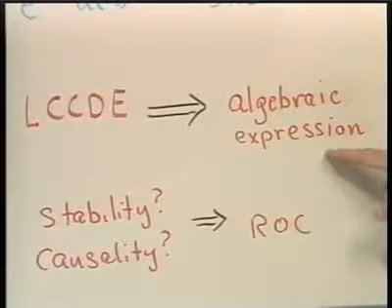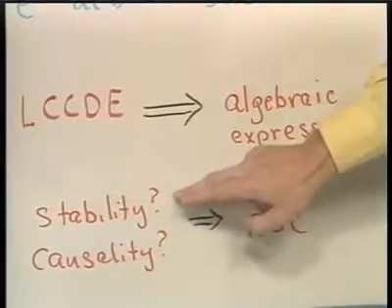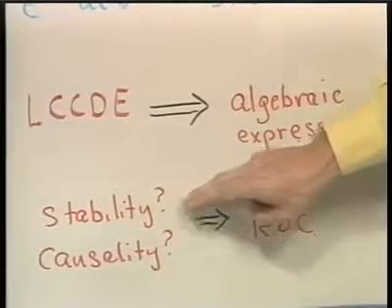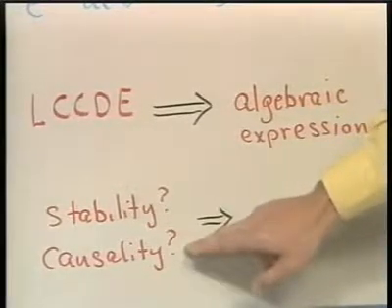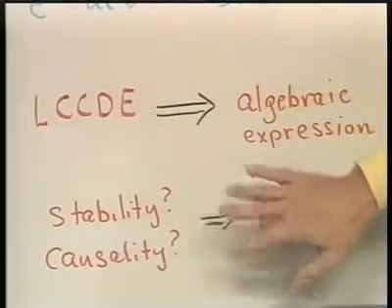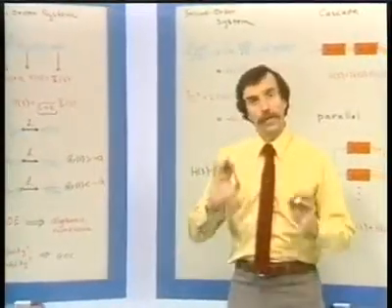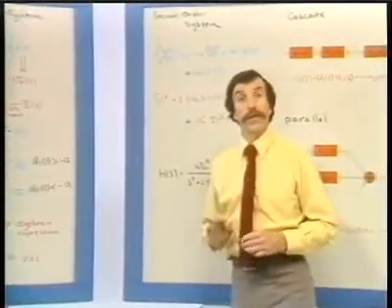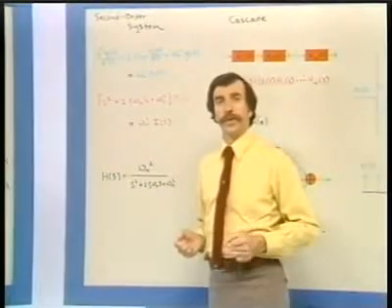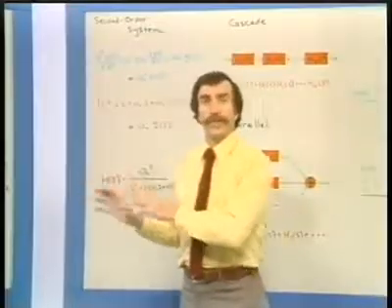What is that information? Well, it might, for example, be knowledge that the system is perhaps stable, which tells us that the region of convergence includes the j omega axis, or perhaps causal, which tells us that the region of convergence is to the right of the rightmost pole. So it's the auxiliary information that specifies for us the region of convergence. Very important point. The differential equation by itself does not completely specify the system. It only essentially tells us what the algebraic expression is for the system function. All right, that's the first order example.